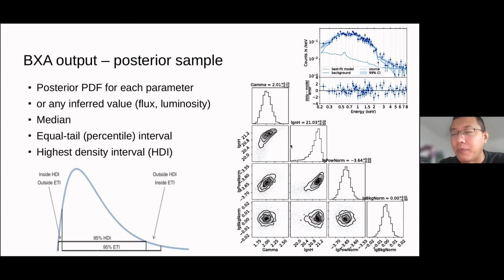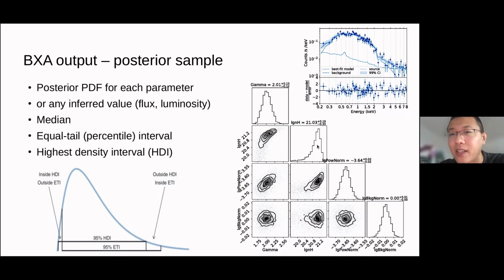Then we input the prior and the data to BXA, it will explore the parameter space, and at last it gives us a sample of points. Each point is a set of the spectral parameters. Let's take an example. This source is fitted with a power law model, so it has the power law slope gamma, the column density parameter, the power law normalization, and the background normalization. We have this posterior sample, and we just plot the distribution of this sample.